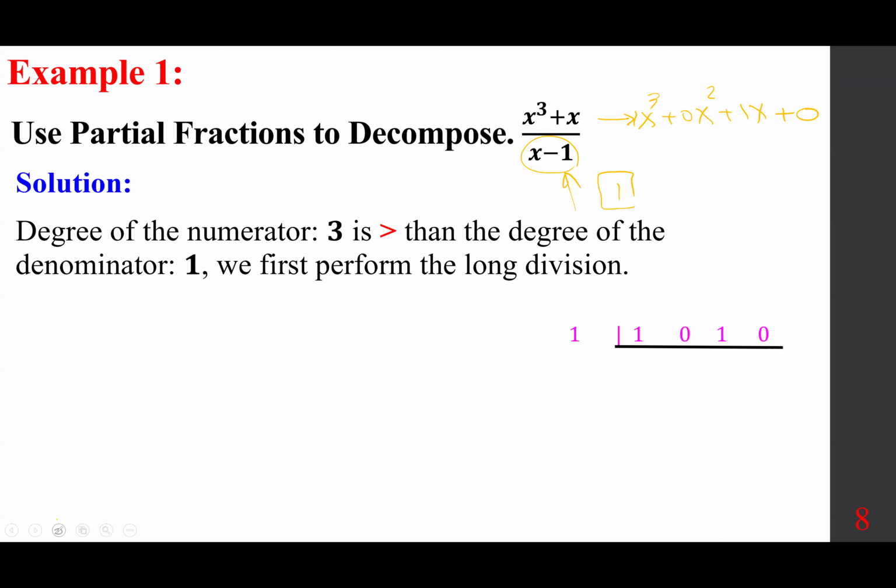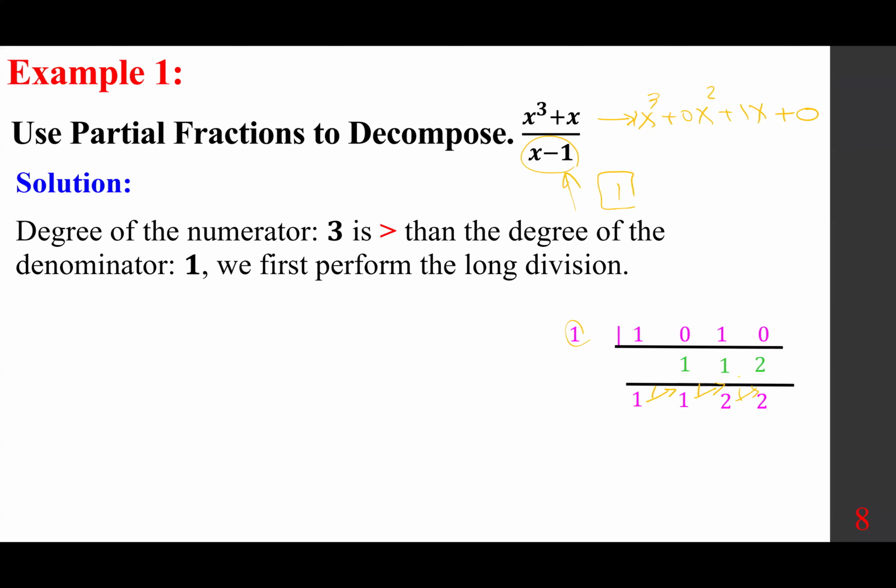So I want to make sure we understand. This is 1, this is 0 as a placeholder, this is 1, and this is 0, and x minus 1 results in 1. So you just bring the 1 down. You multiply this one by 1. So we're going to multiply it by this number. We get 1 with 0 becomes 1. We multiply it again by 1. We get 1 with 1 adds up to 2. We multiply it by 1 again. We get 2, and 0 is 2.